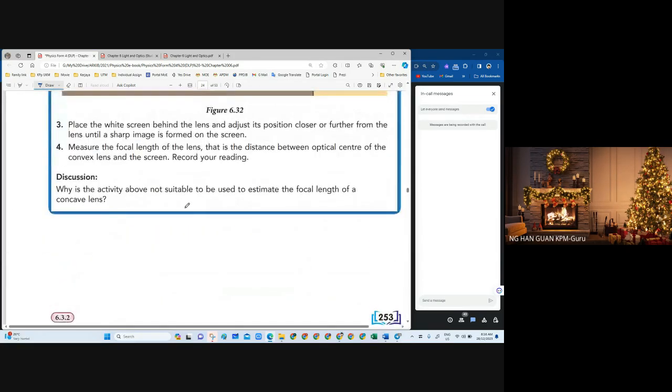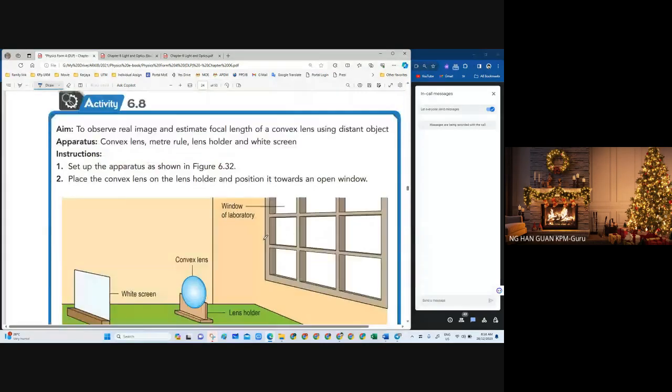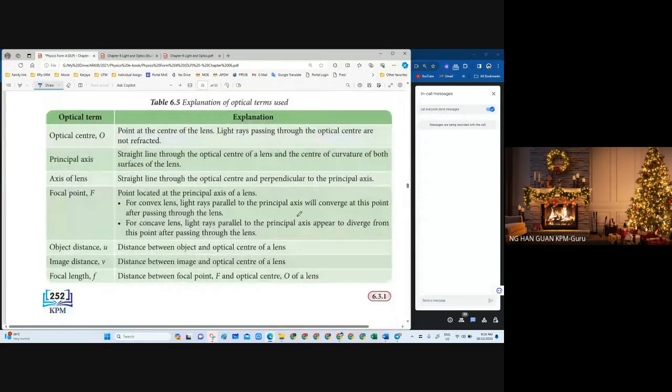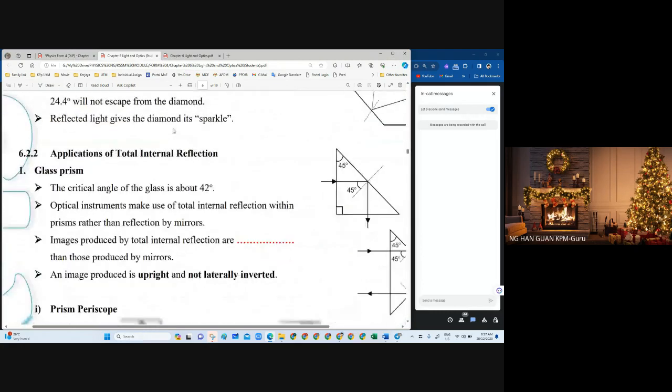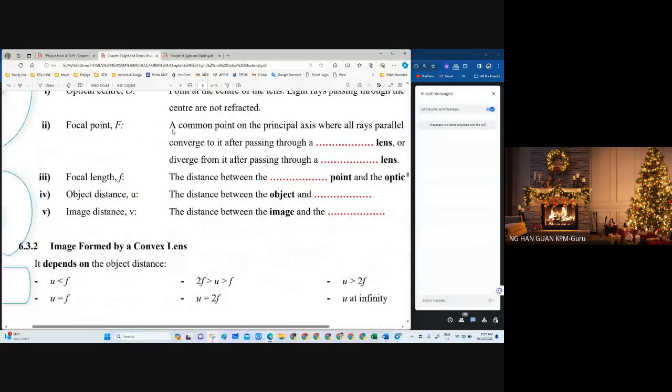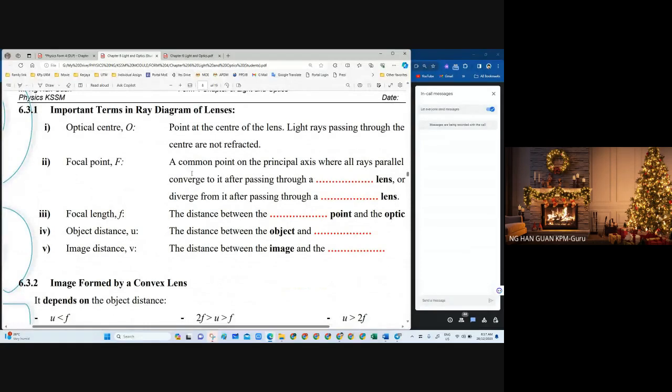Before we start to learn how to form the image by the ray diagram, there are terms that you should understand, the optical terms used especially in our ray diagram. The textbook gives the optical center, principal axis, axis of lens, focus point, object distance, image distance, and focal length. The explanation is already given. Even in the module, I also gave you these important terms, not the tables that I write here. This is the way I highlighted all the important terms in the ray diagram.